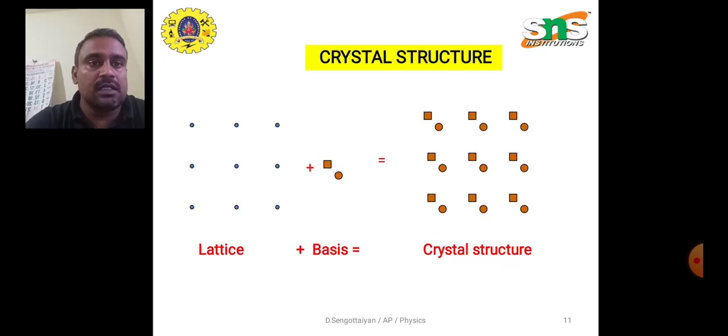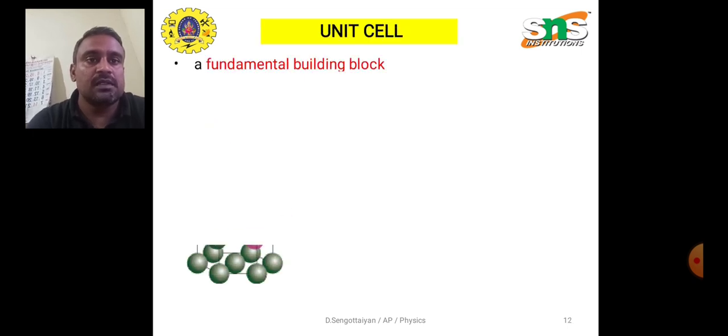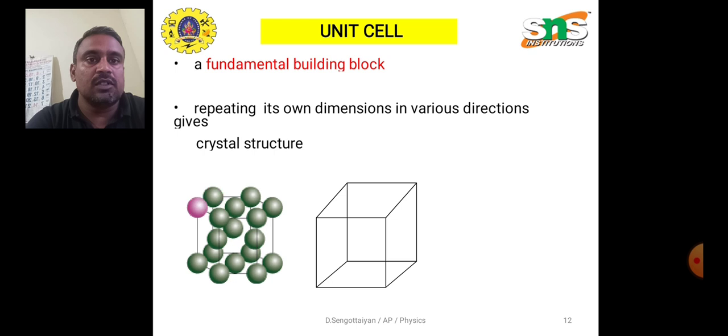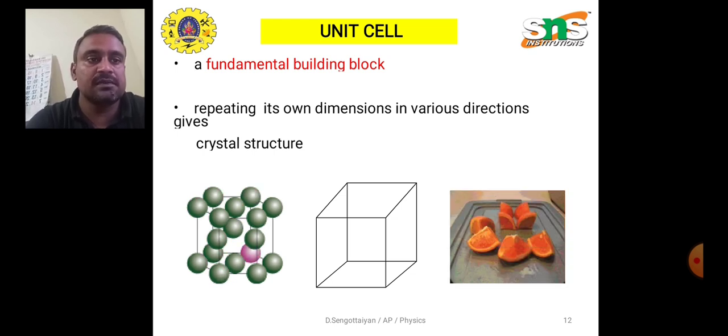So next, the diagram shows that lattice point plus basis is equal to crystal structure. The lattice point denotes the position of atoms or molecules, that is an imaginary point. Then the lattice point plus basis, atoms or molecules, equals crystal structure. Then the next title is unit cell, the fundamental building block. Repeating its own dimensions in various directions gives the crystal structure.